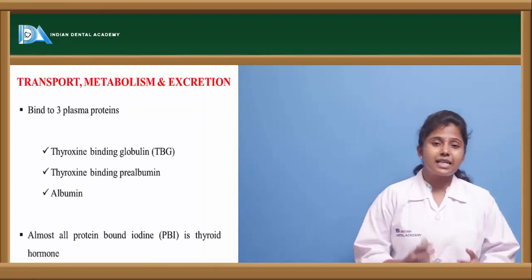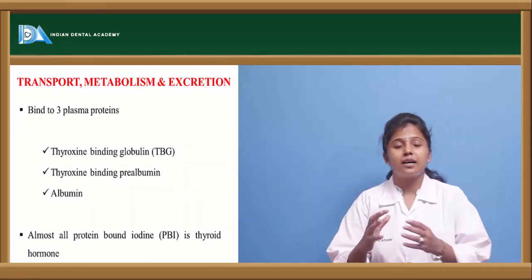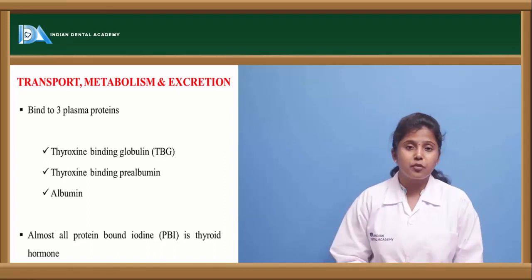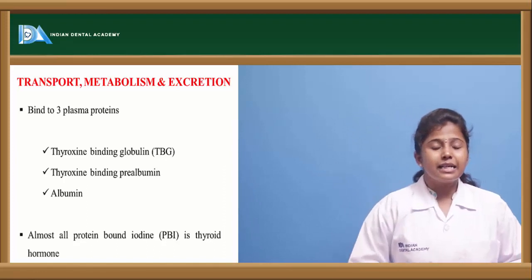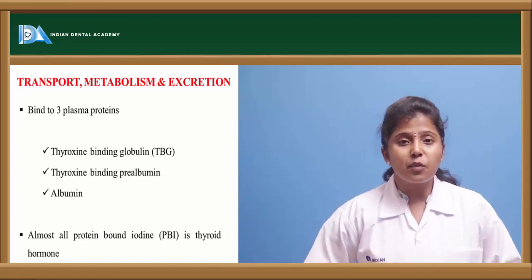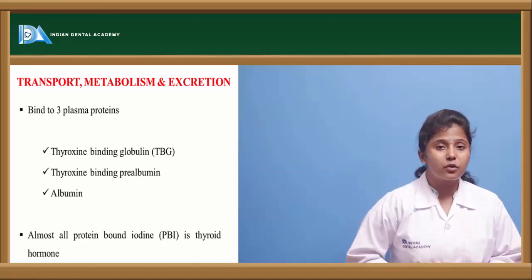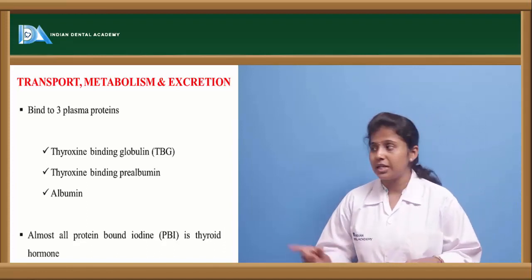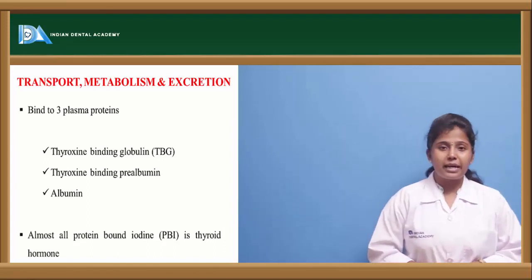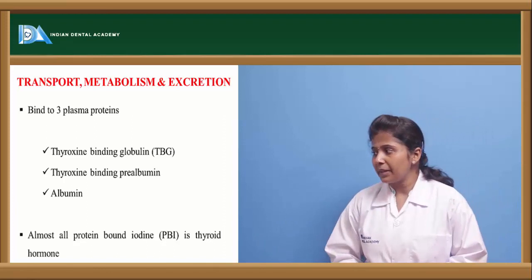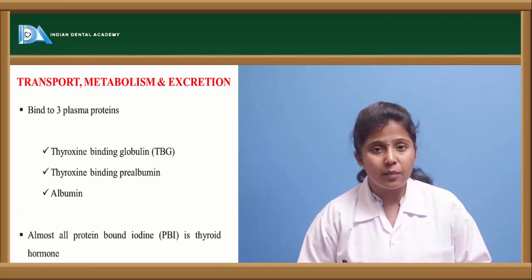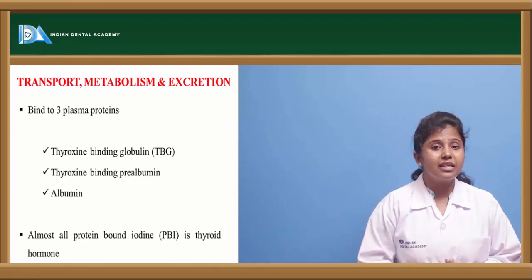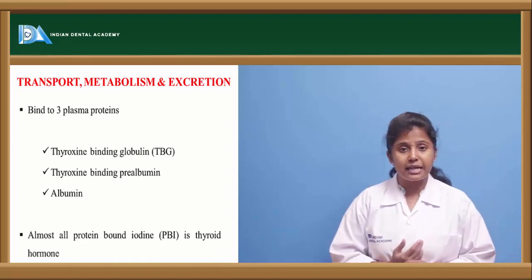So now let us see the transport. How are T3 and T4 getting transported and metabolized in the body? Here T3 and T4 hormones are getting transported with the help of plasma proteins. The three main plasma proteins are thyroxine binding globulin, thyroxine binding prealbumin and albumin. They are acting as the carriers for the transport of T3 and T4.